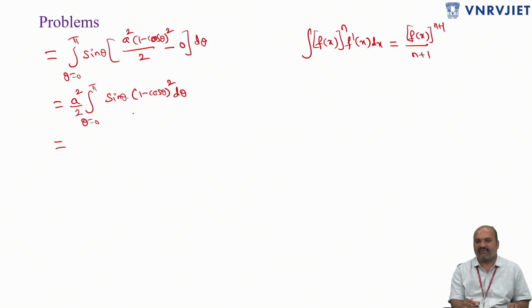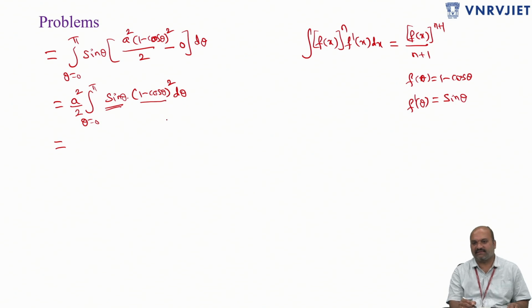Observe here, what is f of x? Assume 1 minus cos theta is f of theta. What is the derivative of 1 minus cos theta? The derivative of 1 is 0, and the derivative of cos theta is minus sin theta. Minus into minus is plus, so it is sin theta. That means this sin theta is the derivative of 1 minus cos theta.